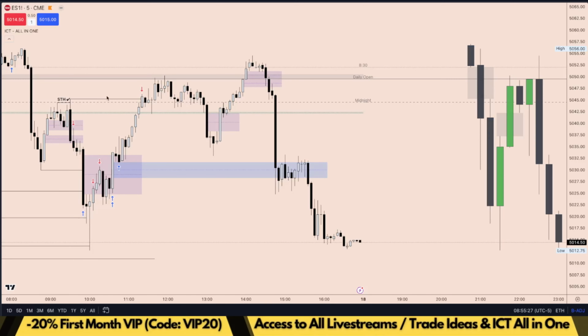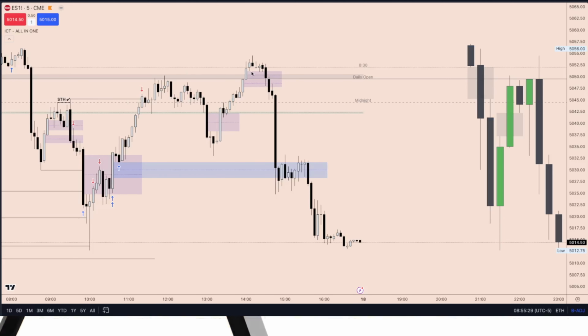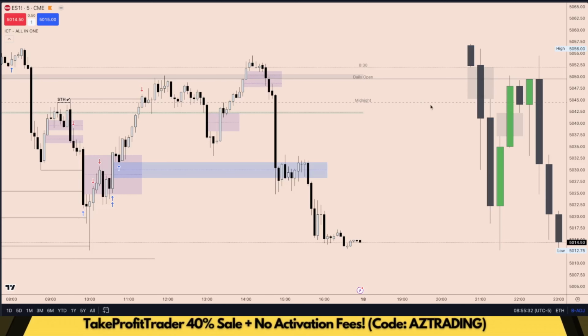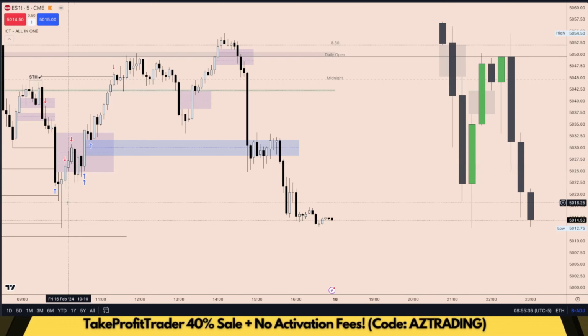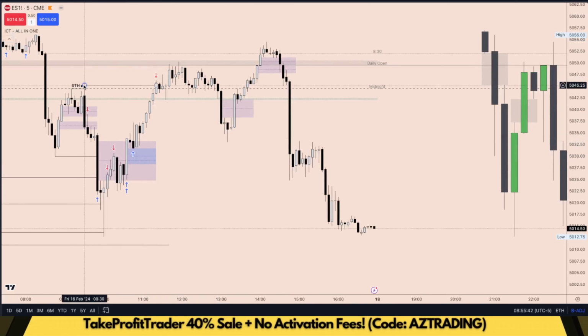Why did we turn around here? We outlined this perfectly in the live stream. We said that the easiest target of this inversion fair value gap, after taking sell side paired with this bullish fair value gap, is going to be this low-hanging fruit short-term high paired with the midnight level.